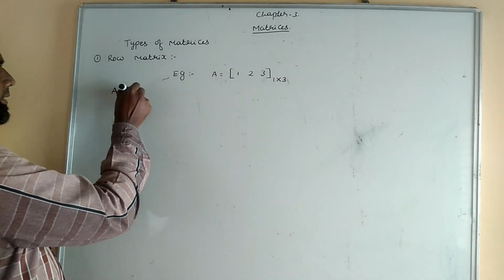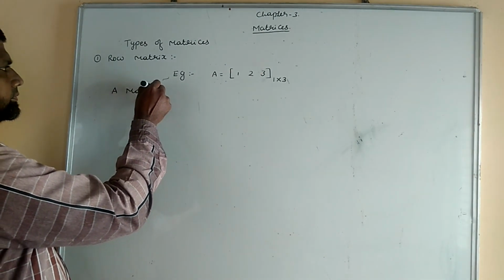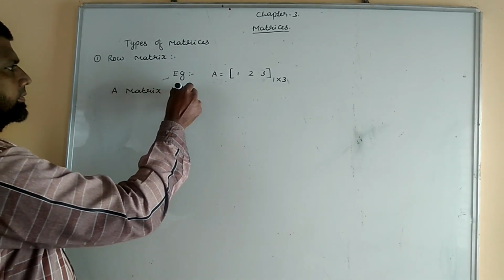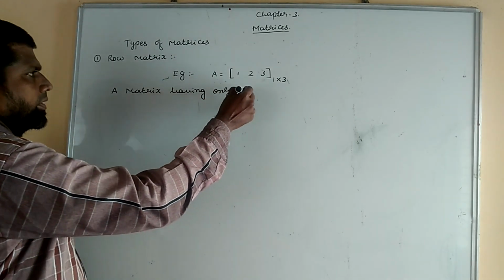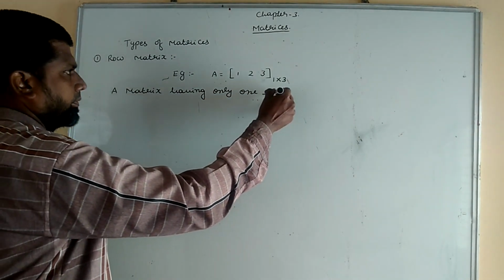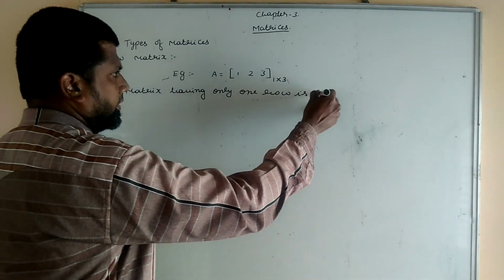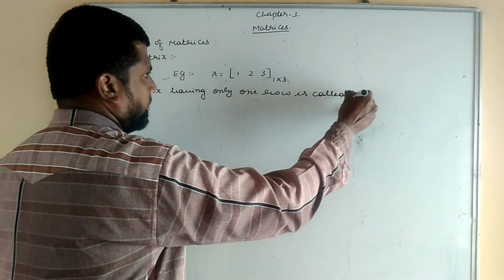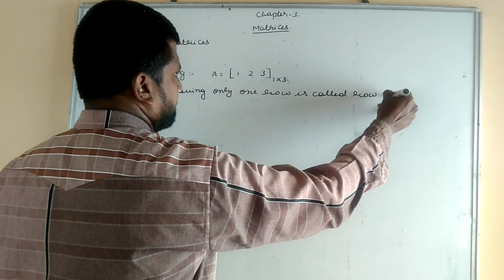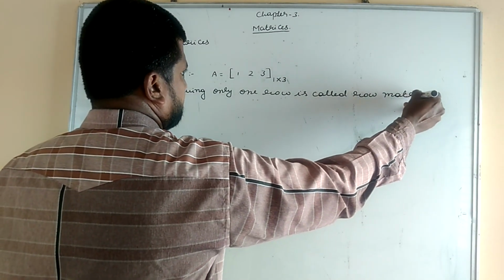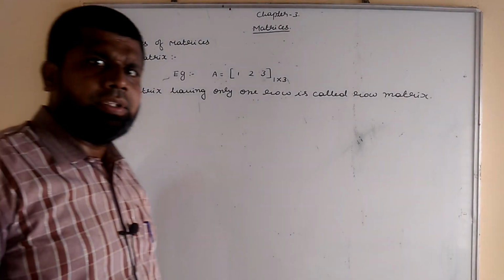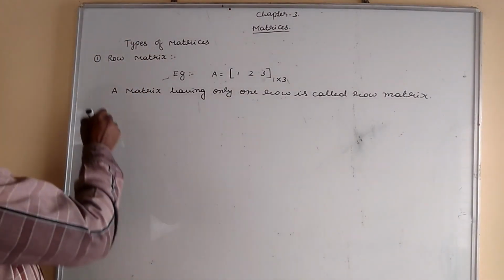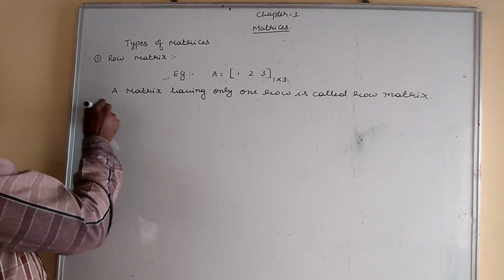A matrix having only one row is called row matrix. The second type is column matrix.